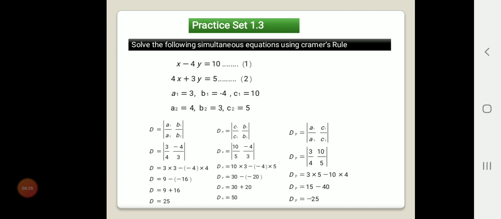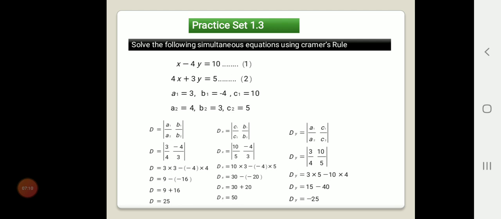Practice set 1.3. Solve the following simultaneous equations using Cramer's rule. The first equation given is 3x minus 4y equal to 10. The second equation is 4x plus 3y equal to 5. First, we find the values of a1, b1, c1. a1 is 3, b1 is minus 4 and c1 is 10. a2 is 4, b2 is 3 and c2 is 5.